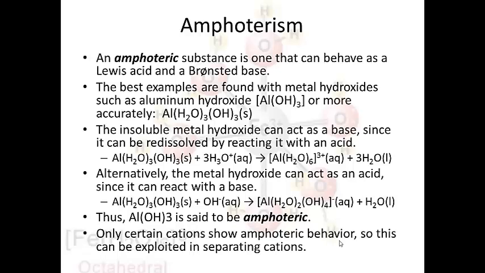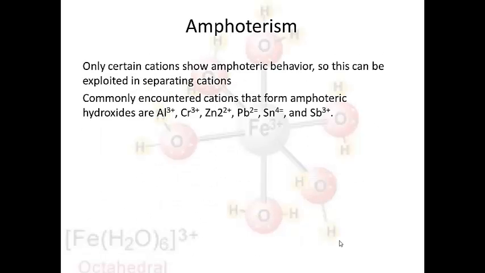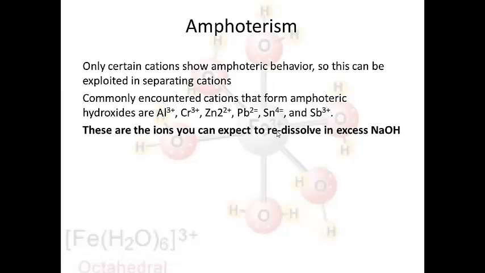Now, only certain cations will show the amphoteric behavior. Since some will and some won't, we can use this in separating different cations. The commonly encountered cations that form the amphoteric hydroxides are shown here. And this is a typo; this should be plus and plus. These are the ions that you can expect to redissolve in excess hydroxide.